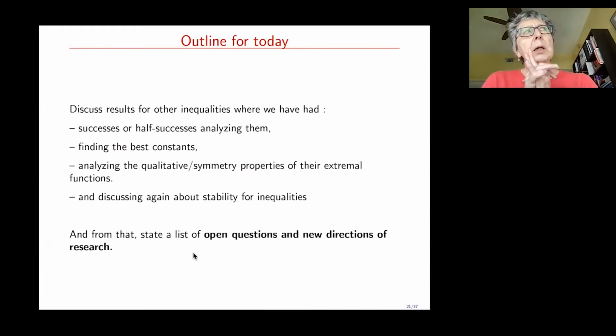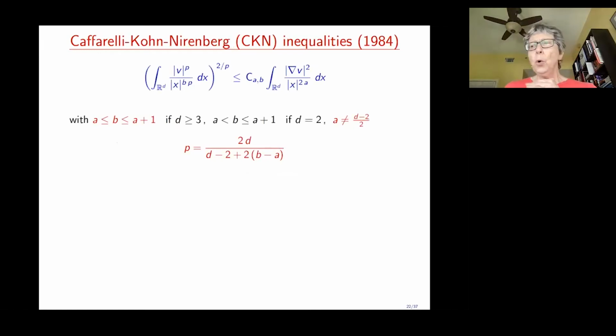What I will do is look at other inequalities, which are a little bit different. I will explain, without going into many details, that studying those inequalities we have successes for some of them, and successes or failures for others. I will also try to explain why, in some cases, we are able to prove optimal results and why in others we are not able to do that. I will speak about finding the best constants in the inequality, analyzing the qualitative symmetry properties of the extremal functions, and discussing a little bit about stability. Along my talk, I will speak about open questions and new directions of research.